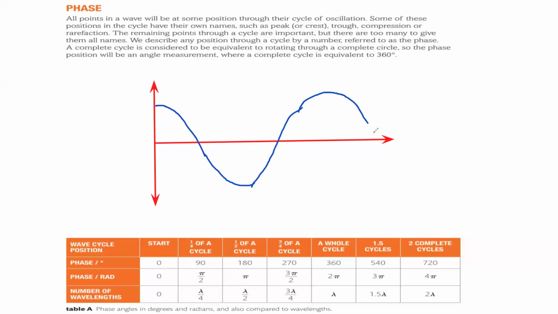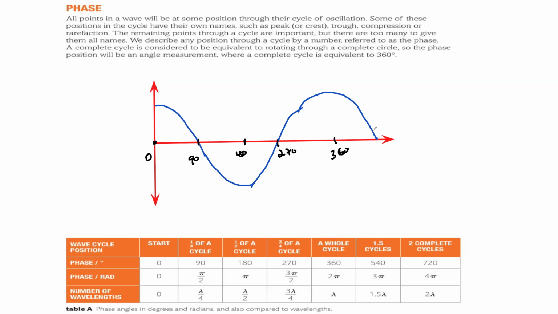Say this is a wave. And we want to label the first angle. So this is the start, zero. This will be 90, quarter. This will be half, 180. This will be 270. This will be 360. Because when we write 360, it means it's one complete vibration, from one crest to another.